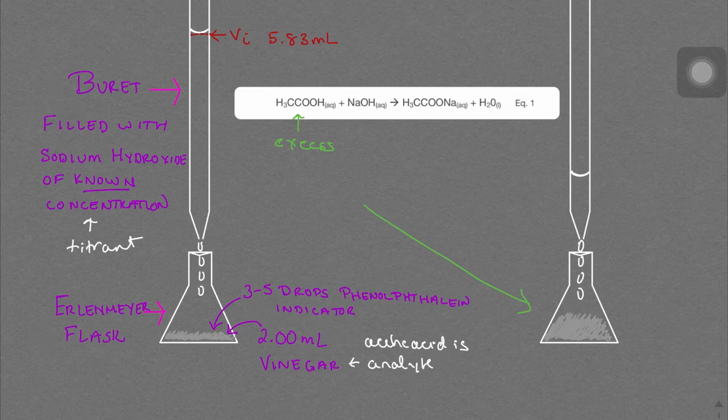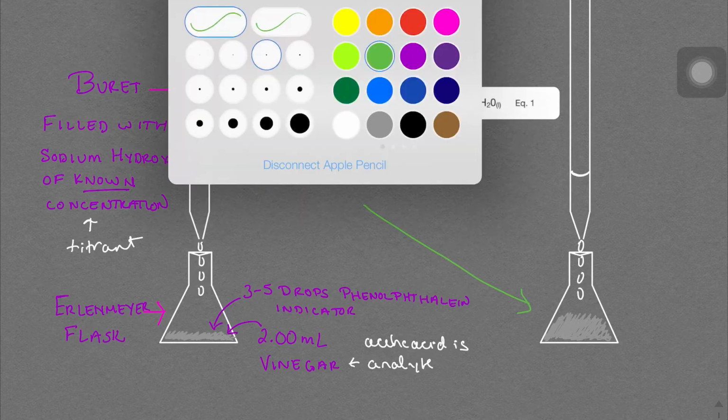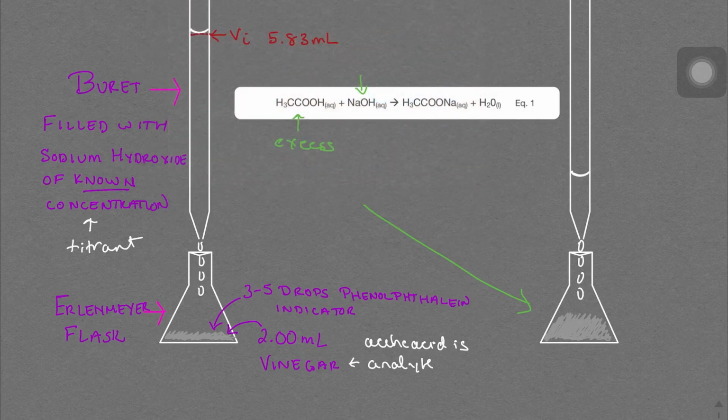So every time we add a drop of sodium hydroxide to our flask, it reacts with the acetic acid to give us water. But because we still have more acetic acid around, the solution is still clear in color. Now, what we do is we keep adding drops until eventually you start to see these pale pink streaks appear in your solution, and they appear and then they disappear, and they appear and they disappear.